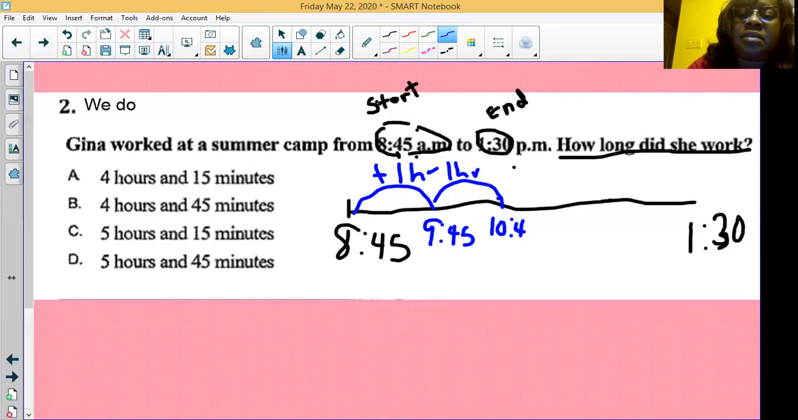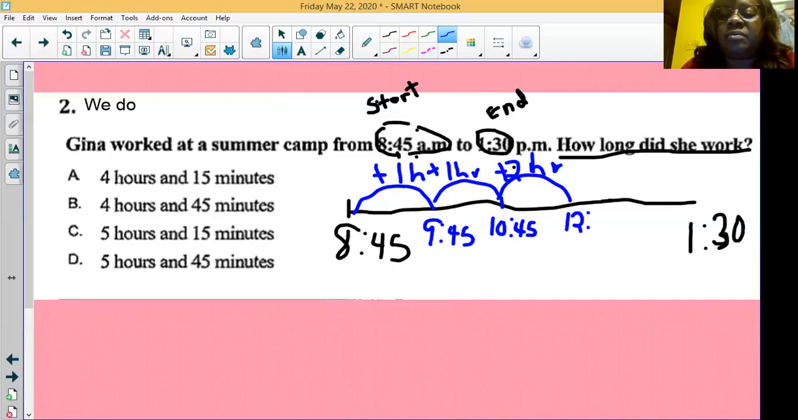I think this time we can jump 2 hours. Let's put plus 2 hours. Because you can jump any increments you want to, just as long as you don't go past your time. All right, so 2 hours from 10:45 would put us at 12:45. Now, we know if we jump another hour, that would be too much. That would put us at 1:45. And remember, our time that we're trying to get to is 1:30.